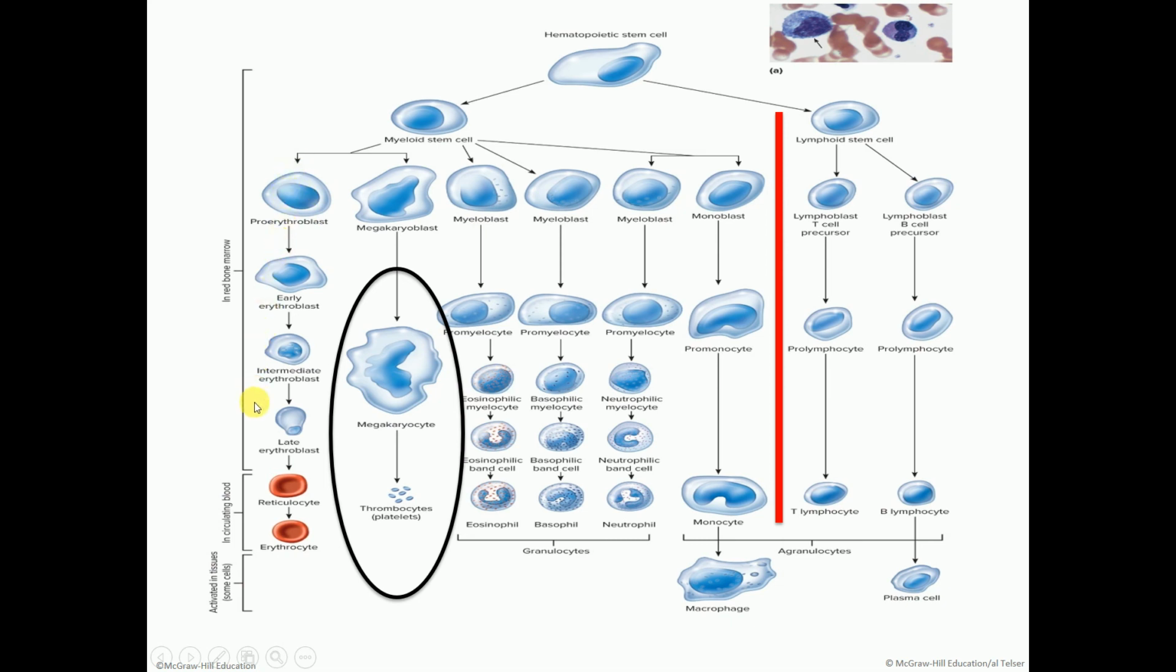Now, these steps right here are happening in the bone marrow, in the red bone marrow. This portion right here is happening in the bloodstream. So what appears in the bloodstream is a reticulocyte, which is an immature red blood cell, and then it has to mature into this erythrocyte.